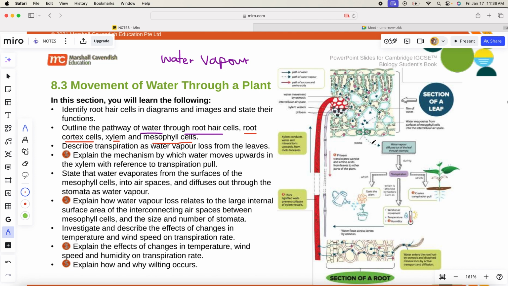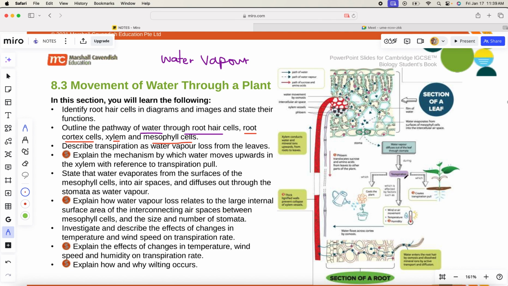Why? Because the water that is being absorbed is heated up in the leaf. It becomes water vapor. Most of the water evaporates and diffuses out of the leaf of the plant. As a result, water is lost. Water is taken in through the root cell, water is lost through the stomata. So it's a continuous cycle. The whole process is called transpiration.